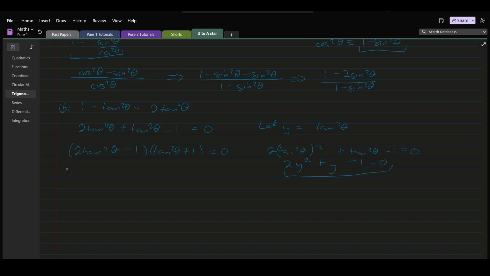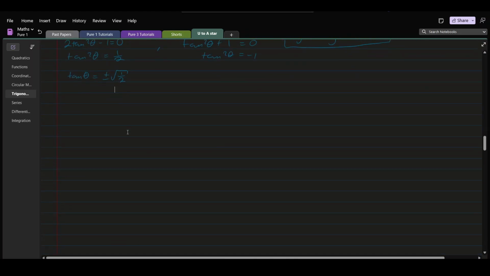So equate each bracket to 0. That becomes 2 tan squared theta minus 1 is equal to 0. And then we've got tan squared theta plus 1 is equal to 0. So this becomes tan squared theta is equal to 1 over 2. And this is tan squared theta is equal to negative 1. Let's work with this equation for now. Take the square root of both sides, you get tan theta is equal to plus or minus the square root of half.